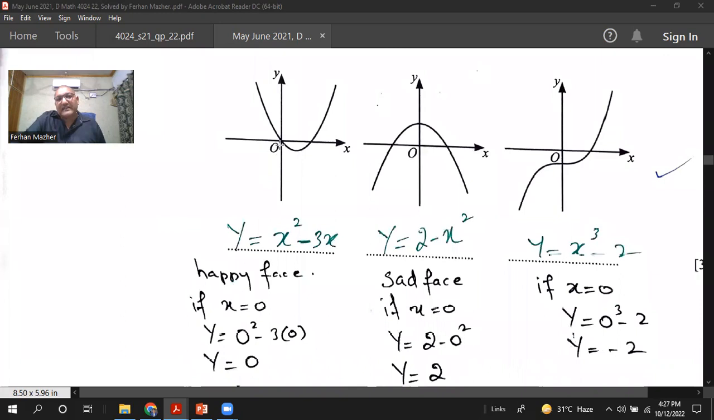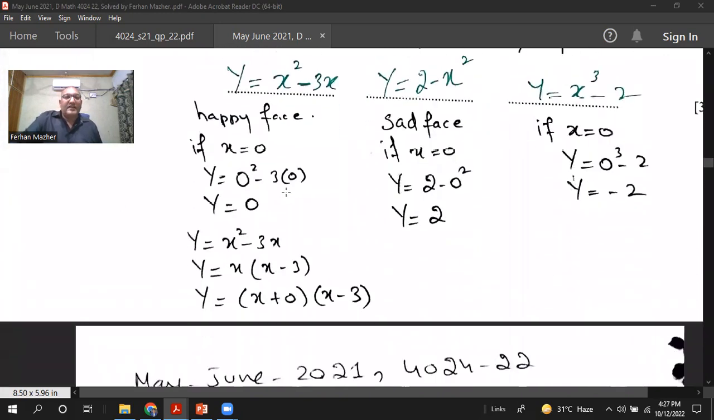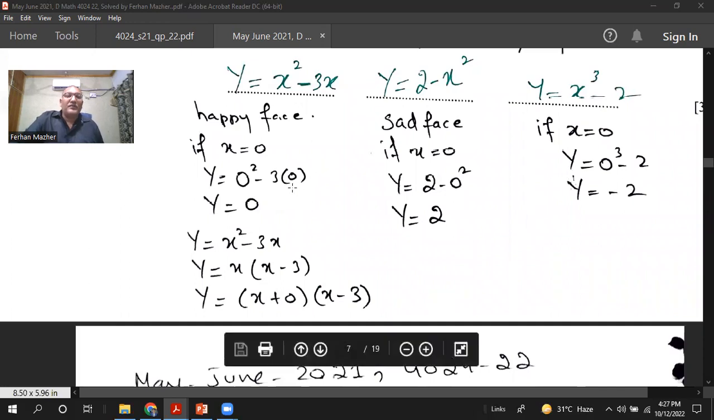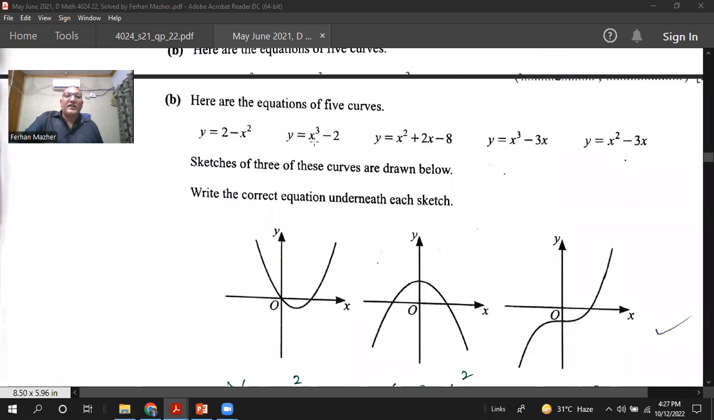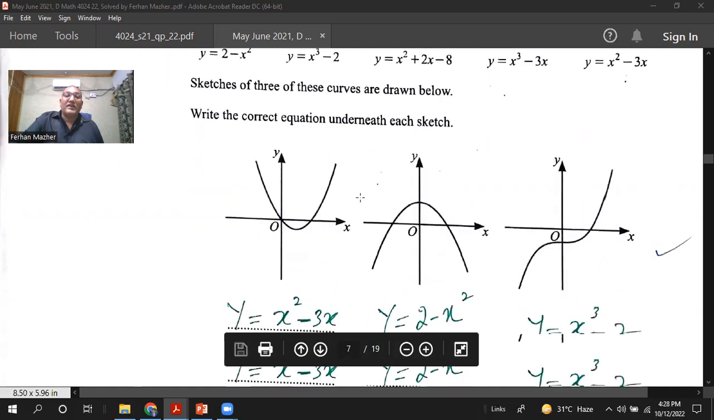But when x is 0, y is also 0. So I've chosen this equation. When I put x as 0 in this equation, y also comes out to be 0. But in the other equation, when you put x as 0, y will be minus 8. But here, when x is 0, y is also 0. So this is the equation.